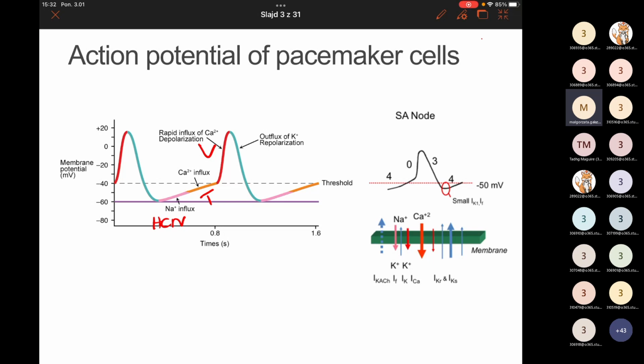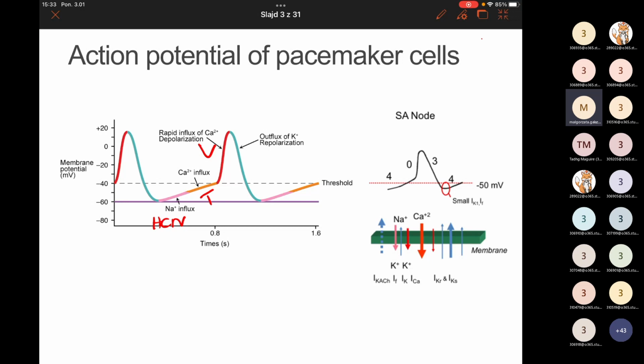So please remember that calcium current before reaching the threshold is due to calcium influx through the T-type calcium channels, whereas the calcium current and calcium influx into the cell after reaching the threshold is due to calcium influx into the cell through L-type calcium channels.